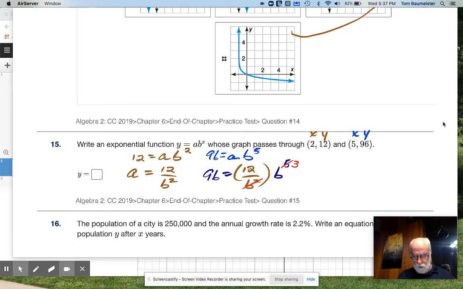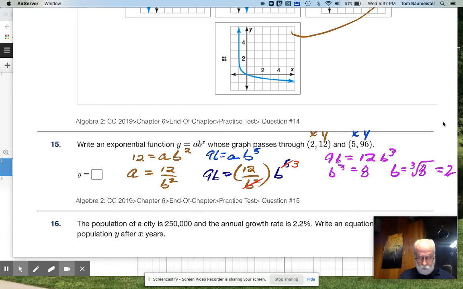All right? So now let's solve that. So now I'll have 96 is equal to 12b cubed. Or if I divide by 12, I'll get b cubed is equal to 8. How do I get rid of a cube? I cube root it. So b is equal to the cube root of 8. And we all should know by now that that is just equal to 2. So our b is equal to 2.